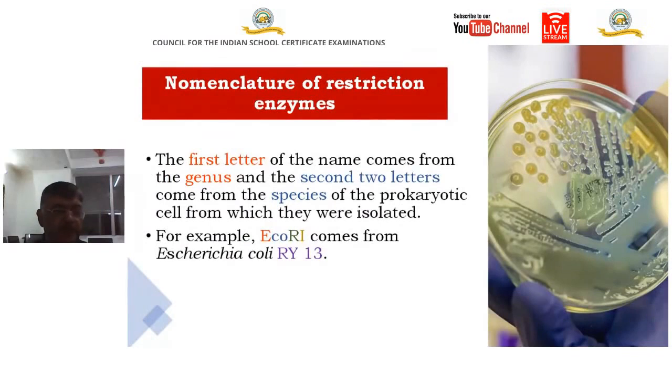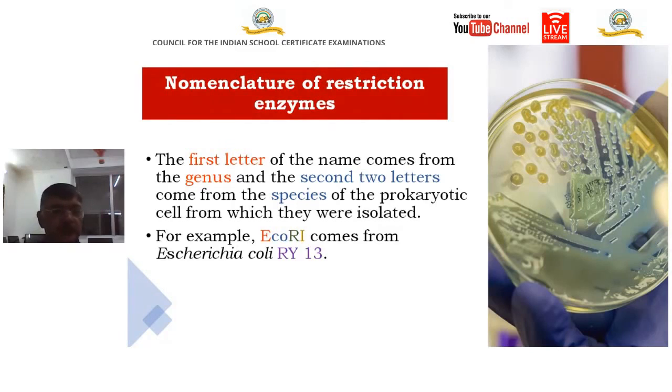The fourth alphabet refers to the strain, because bacteria are found in different strains, varieties. So the strain RY13 was the one from where this enzyme was isolated. In RY13, the alphabet R is used, EcoR. And 1 is a numeral, 1, 2, 3, 4, and so on.